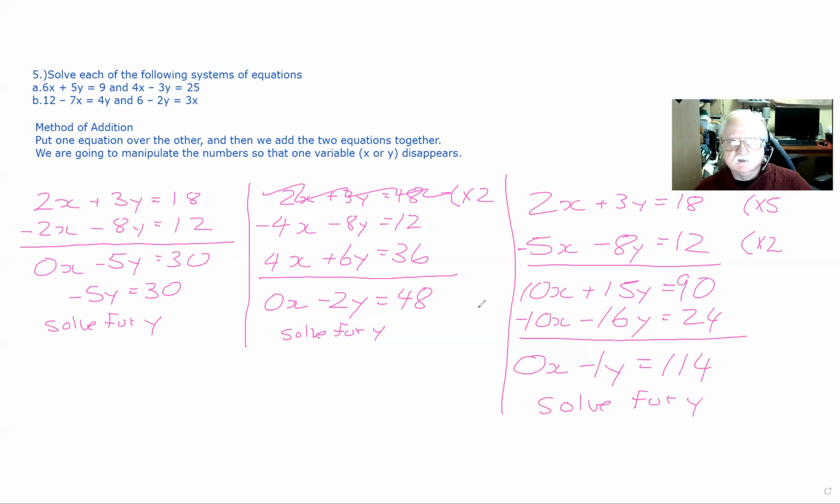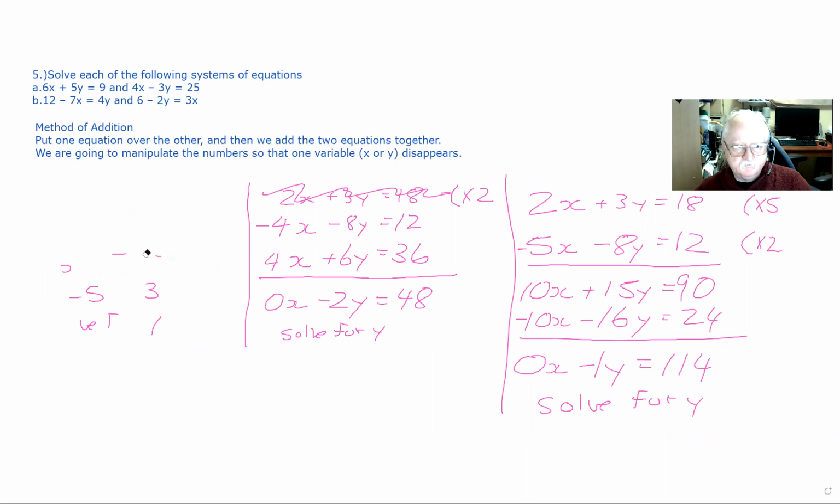So let's try and erase all this nonsense. And now we'll deal with the equations that we have up here. Maybe I need a bigger eraser, I don't know.